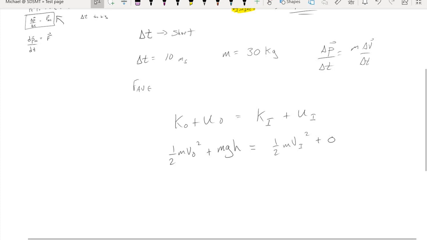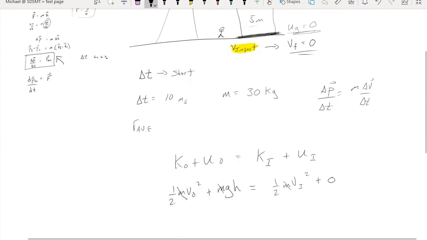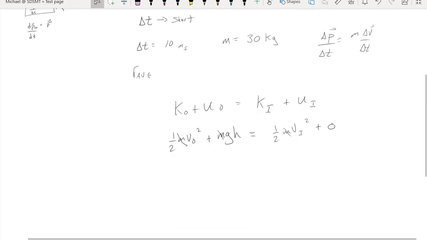But the impact site is down at the ground where the potential energy is 0. In this case, the mass of the child is not required because anybody that jumps out of the tree should fall under the same influence of gravity, and they should all impact the ground with the same velocity, which, let's see, initial velocity was 0. We can drop that term out. Impact velocity is going to be root of 2gh.